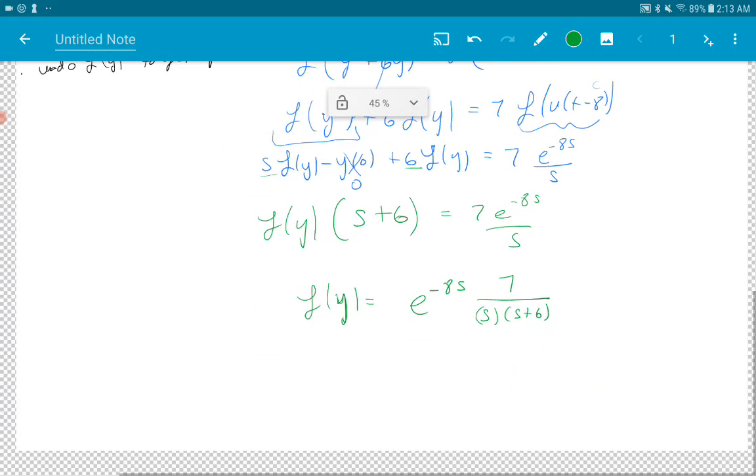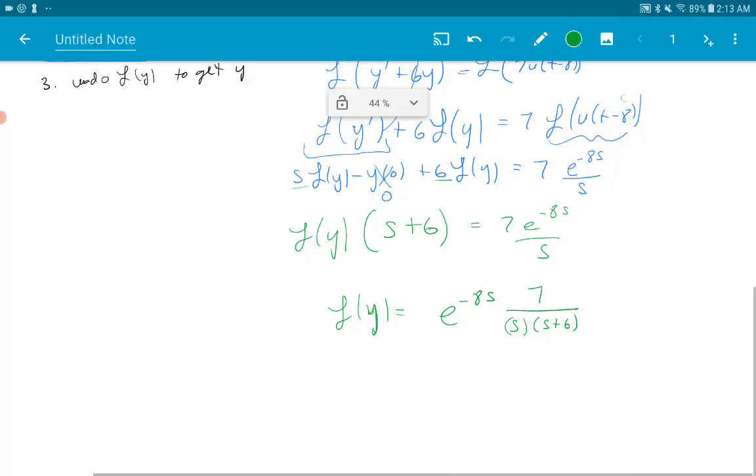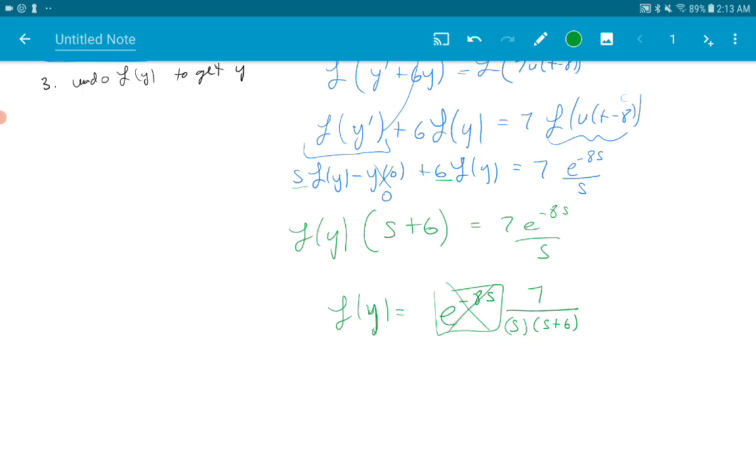Okay, so we're almost there. Now, first of all, imagine this e to the negative 8s was not here. Imagine it wasn't there. This would be real straightforward, right? You would just do partial fractions on this, and then just invert it. You'd probably get 2 exponentials.